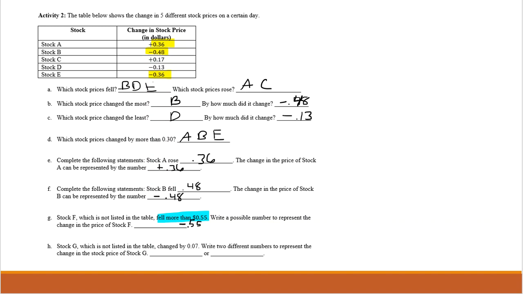And then the last one, stock G, which is not listed in the table, changed by 0.07, which is 7 hundredths, which is just 7 cents, right? Write 2 different numbers to represent the change in the stock price of G. So we could say 0.07 or a negative 0.07. Because if the price changed by 7 cents, that change could either be a gain of 7 cents or a loss of 7 cents.